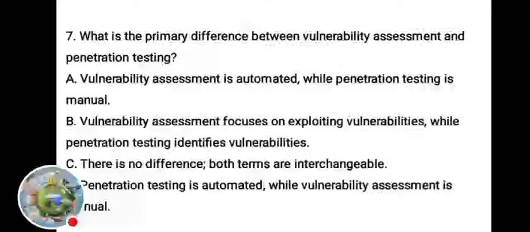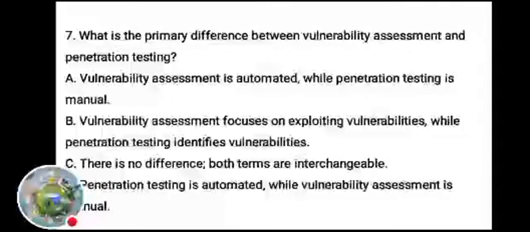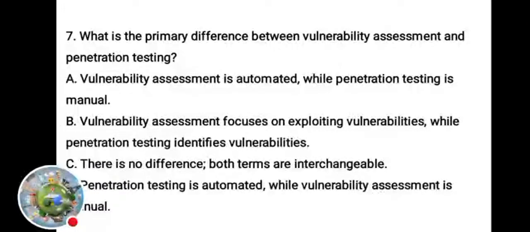Question number 7. What is the primary difference between vulnerability assessment and penetration testing? Option A, vulnerability assessment is automated while penetration testing is manual. Option B, vulnerability assessment focuses on exploiting vulnerabilities while penetration testing identifies vulnerabilities. Option C, there is no difference, both terms are interchangeable. Option D, penetration testing is automated while vulnerability assessment is manual.